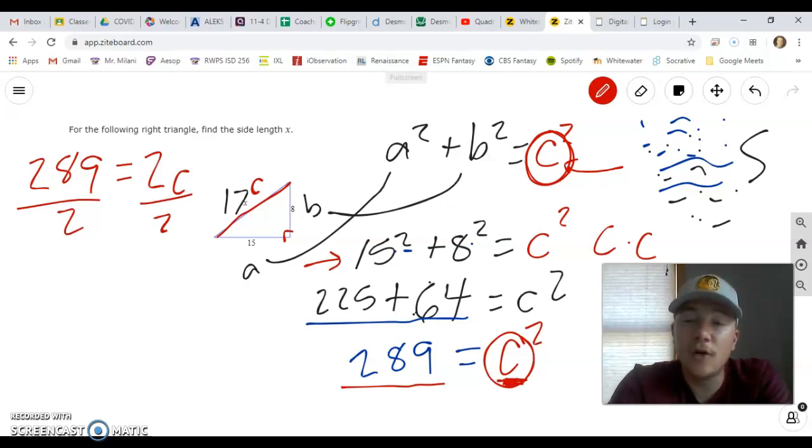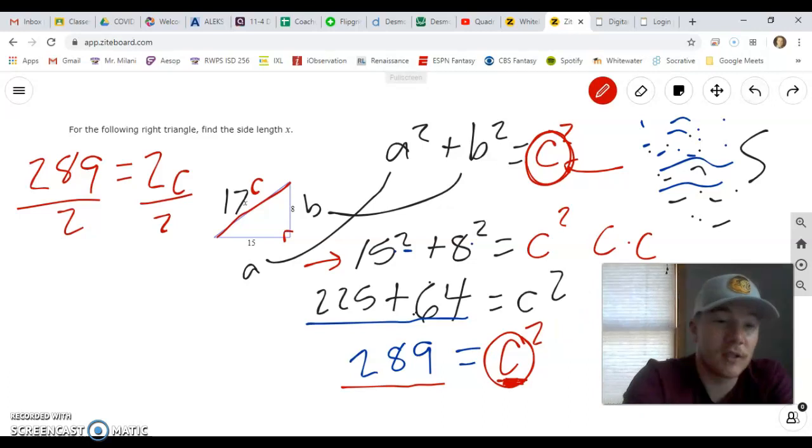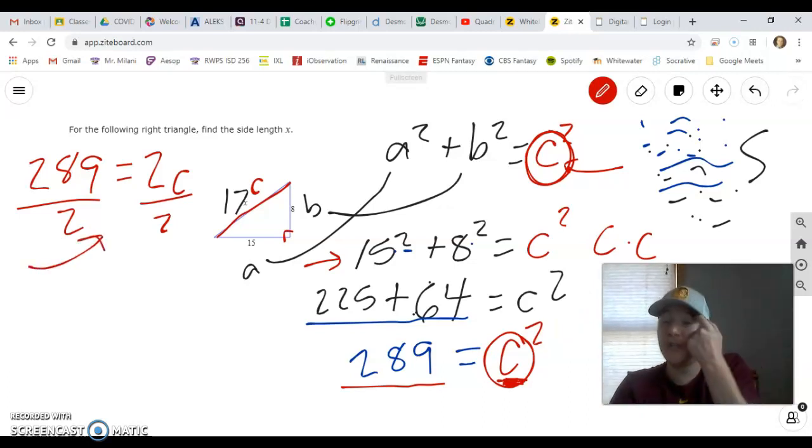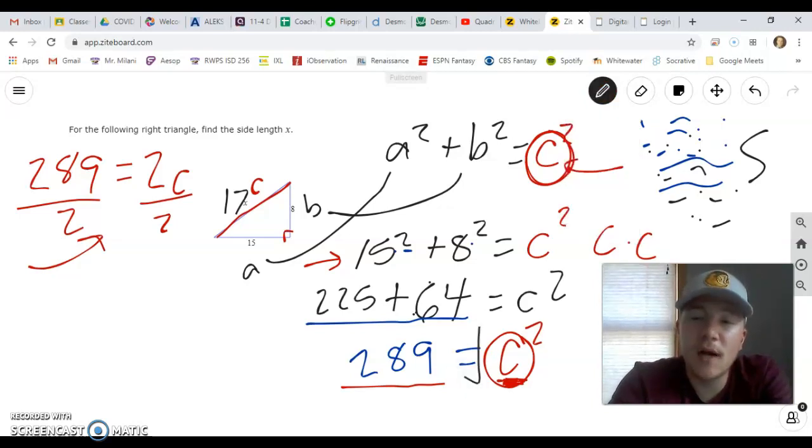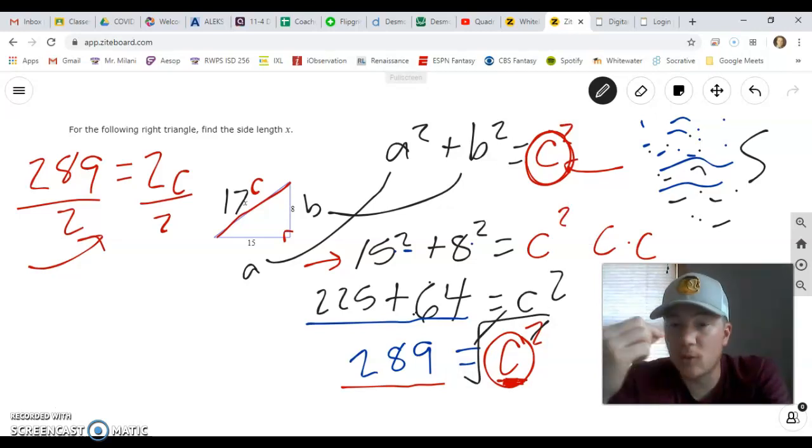Well, we have to undo this squaring somehow. Okay, so that's what this thing is up here for. If you had 289 equals 2c, you would know that you have to divide by 2. Here, what's the inverse of squaring? The inverse of squaring is taking the square root. That cancels out that squaring. So square root is the opposite of squaring. That's what you're going to do for your last step to get c alone today.